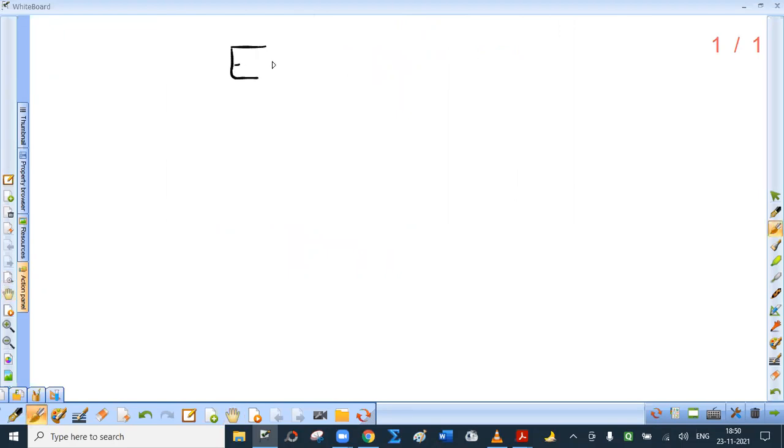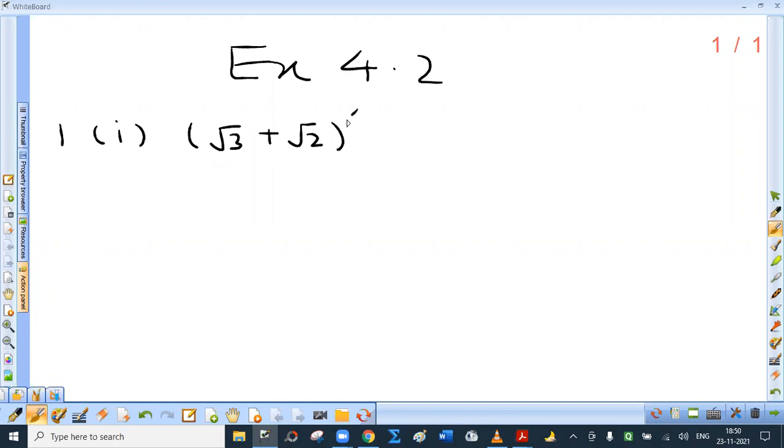Now, exercise 4.2. We are asked to expand. We are asked to find the expansion of what? Write down: root 3 plus root 2 raised to 4.